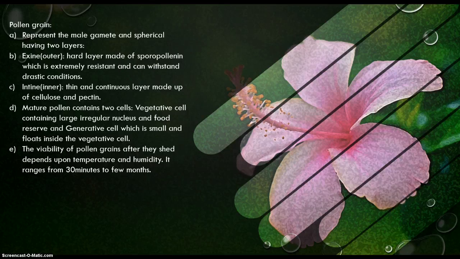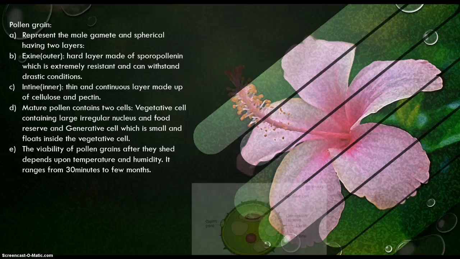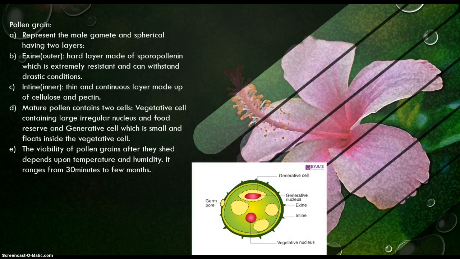The viability of the pollen grain when shed from the parent's body depends upon the temperature and the humidity of the surroundings. If the temperature and humidity are favorable, it can fertilize very fast. If not, it will take some time. The time for which these pollen grains stay viable, that means alive, can vary from 30 minutes to a few months.